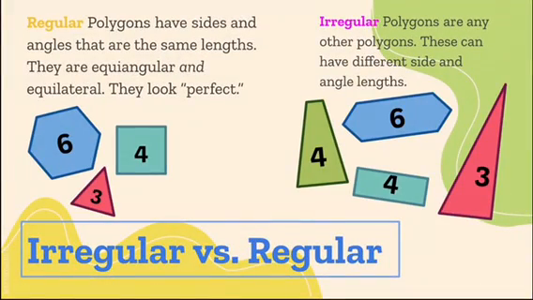Another way you can classify polygons is by irregular versus regular. Regular polygons have sides and angles that are the same lengths and measured the whole way. These are called equiangular and equilateral. They just look perfect. Irregular polygons are any other polygons that don't fit into regular. These can have different side lengths and they can have different angle measures.